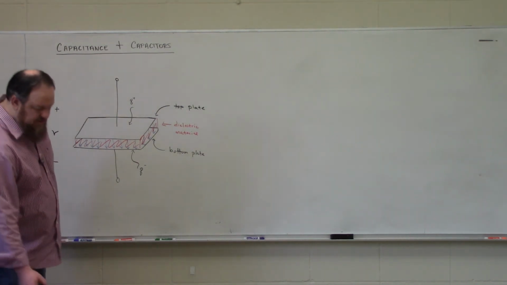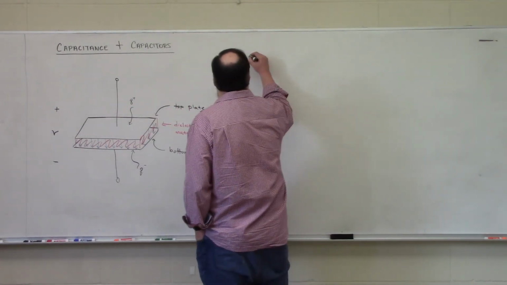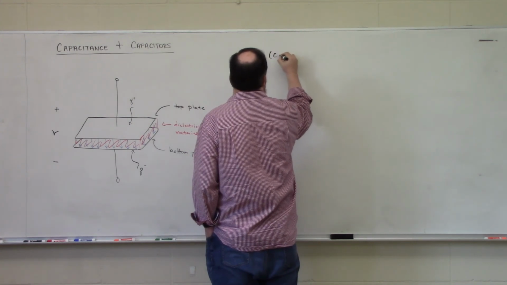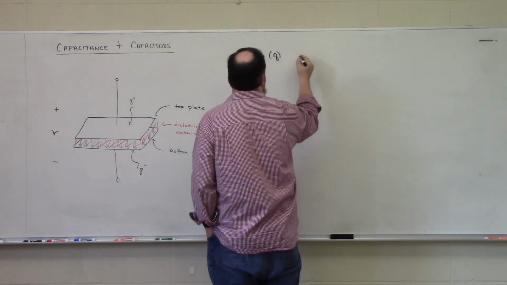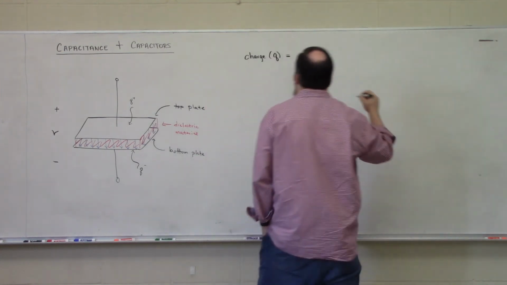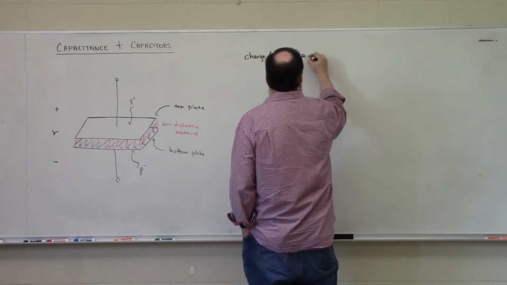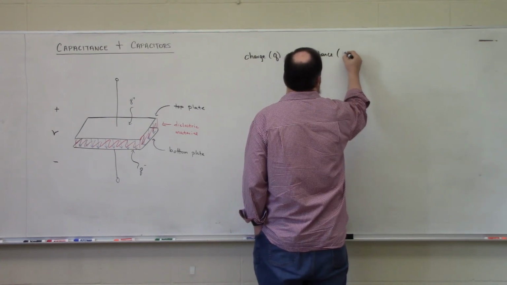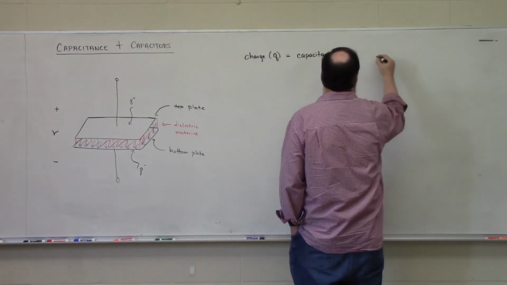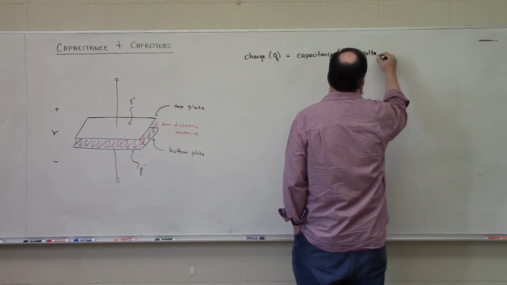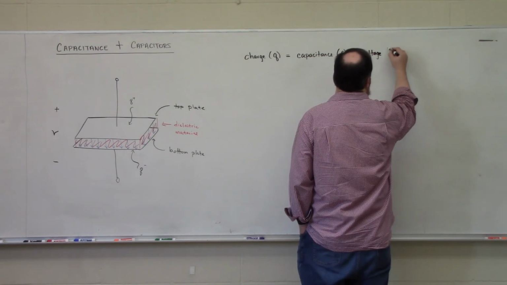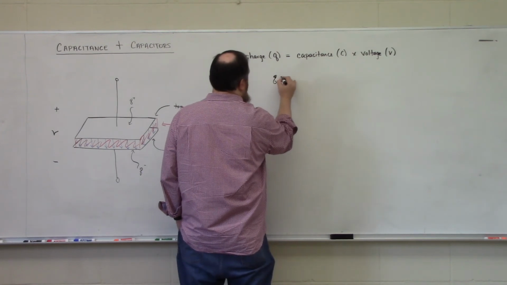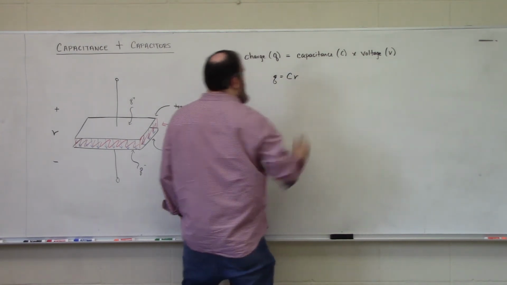where the relationship is that charge measured in coulombs, charge Q, is equal to the capacitance C multiplied by the voltage V. So we have Q is equal to C times V.